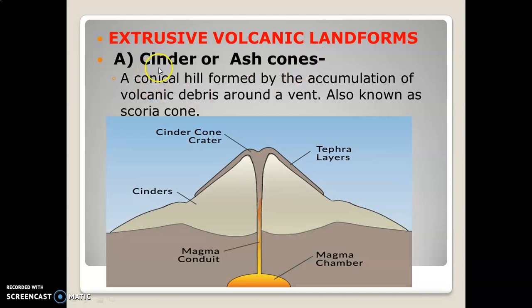The very first one is cinder or ash cone. This is very simple. Same process: when magma is able to come out from the vent pipe and comes on the earth's surface, it is converted into lava. And when a single layer of lava gets accumulated along the slopes of the mountain and hill, then the cinder or ash cone landform will be formed. This is also known as scoria cone.